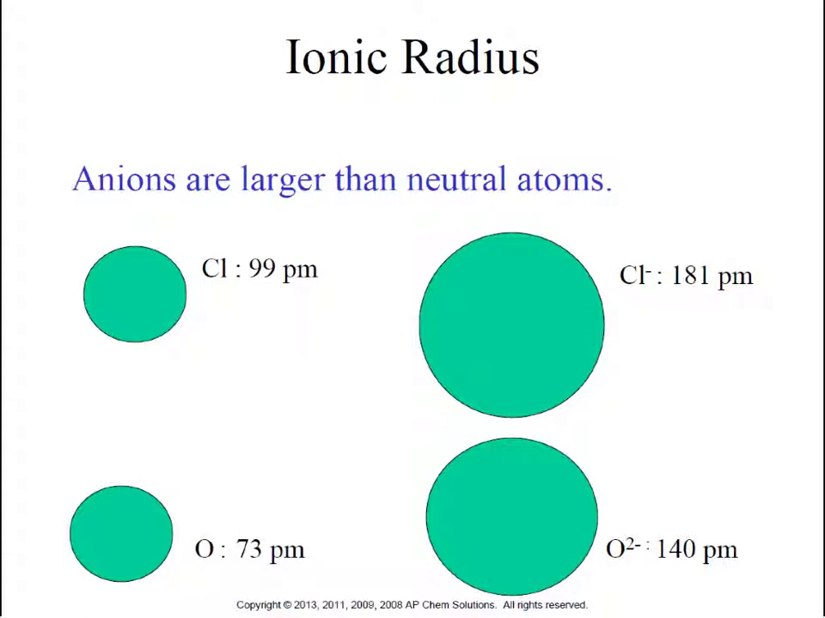And that's because the effective nuclear charge is going to decrease. So the hold that the nucleus has on its outer row electrons is going to be less for the anion, so for chloride. And so that means, poof, this guy can expand out. Same thing with oxygen. It gains 2 electrons but keeps the same number of protons. So its effective nuclear charge goes down and its radius goes up.